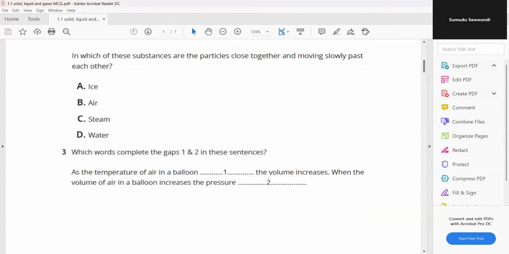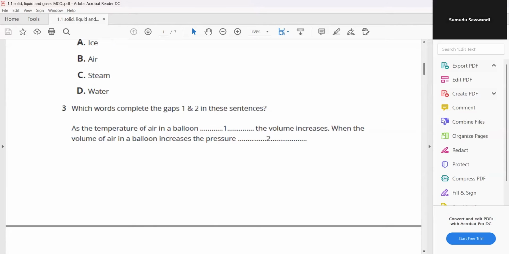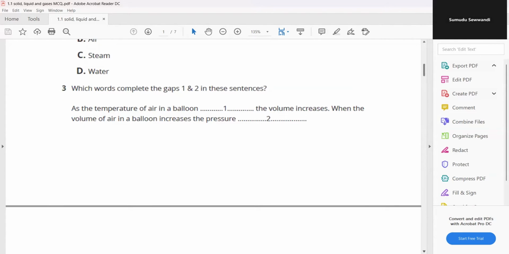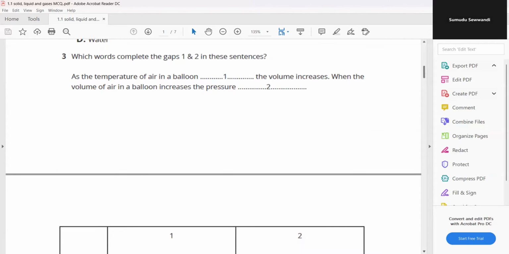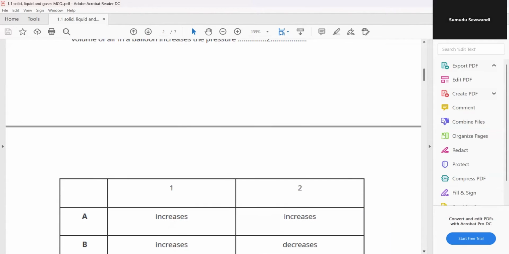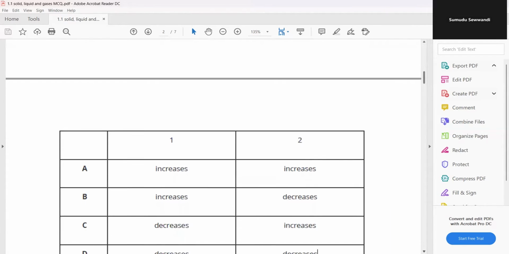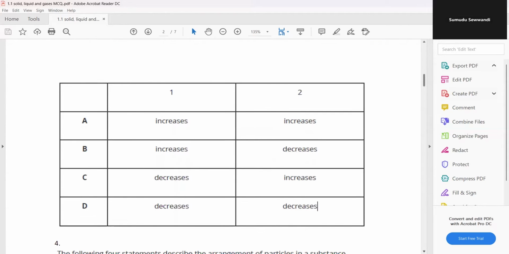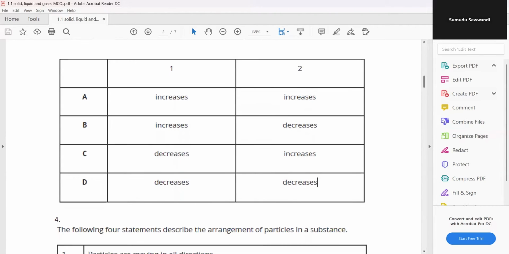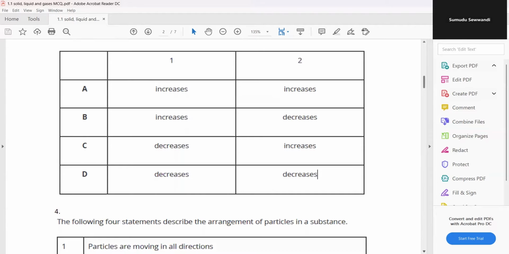Third question. Which words complete the gaps 1 and 2 in these sentences? As the temperature of air in a balloon increases, the volume blank 1. When the volume of air in a balloon increases, the pressure blank 2. We'll see what the answers are. A. Increases, B. Decreases, C. Increases, D. Decreases. Let's break down the relationships.